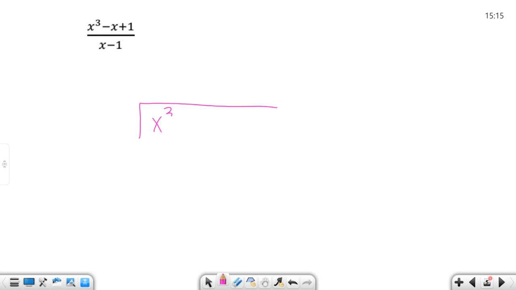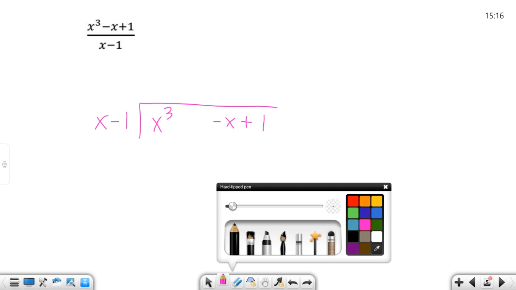So I have x to the third. I have minus x, and you'll notice I left some space there, and then x minus 1. The reason is I don't have x squared. I've got to have a place for it. It's got to be a placeholder. So I'm going to come down here and say, okay, for x squared, I've got to have something there.